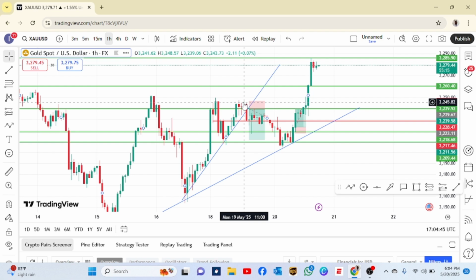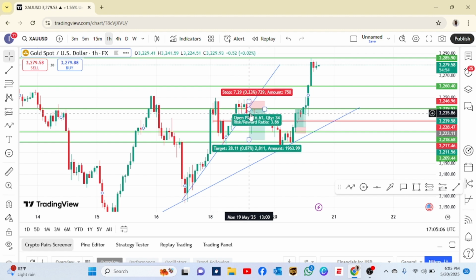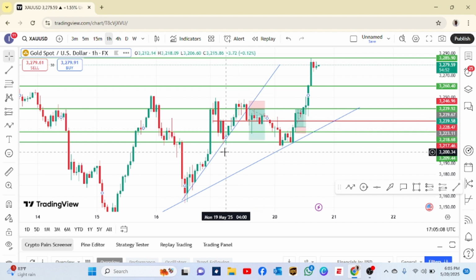It gave us another top. This is a kind of double top right here. So immediately I saw this double top and also the candlestick formation on this resistance level. I know that this market is literally going to head to the downside before it pushed to the upside.